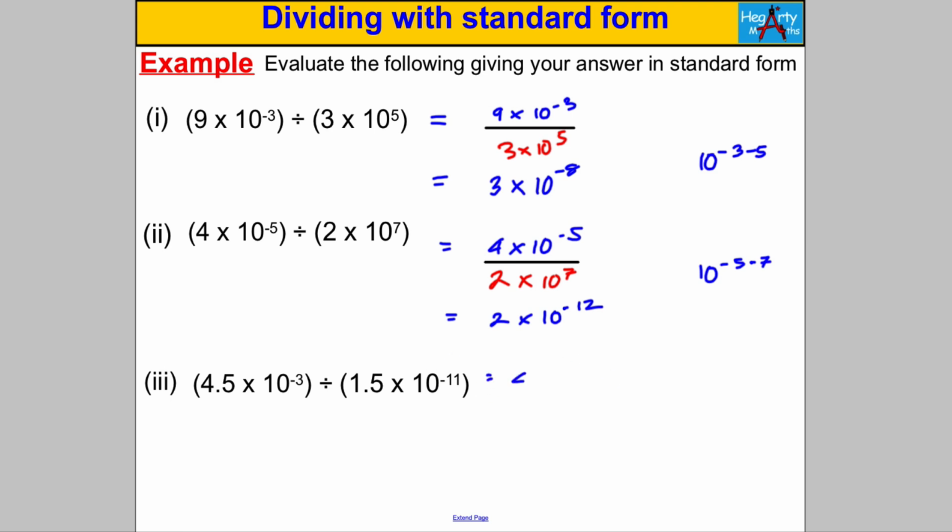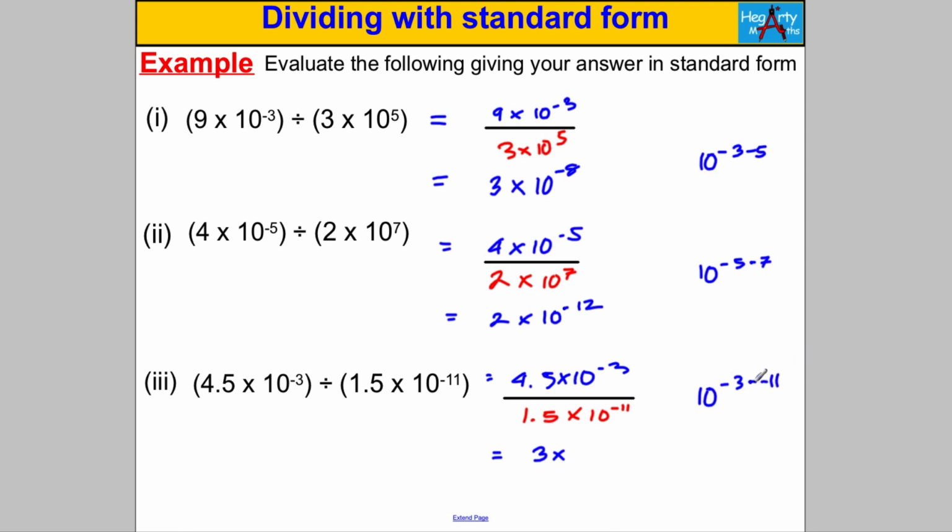Last one, 4.5 times 10 to the negative 3 divided by, and oh look here, we've got a negative on the go on the bottom as well, so we're really going to have our wits about us, 1.5 multiplied by 10 to the negative 11. Now 4.5 divided by 1.5, we've done that several times, that's 3. Now 10 to the negative 3 divided by 10 to the negative 11, that's going to be 10 to the negative 3 subtract negative 11.